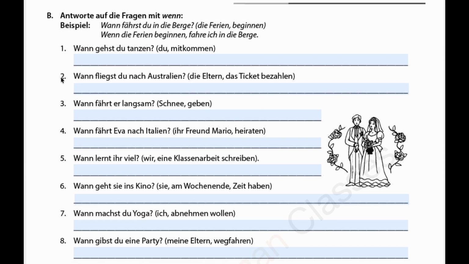Next, we have the second type of when. In this question, we have the questions given and the hints for the answers are also given in the bracket. So what we have to do here is, we need to use these hints using the connector when, and we need to answer the question. Clear? For example, first is, wann gehst du tanzen? When do you go for dancing? So the hint is given, du mitkommen.